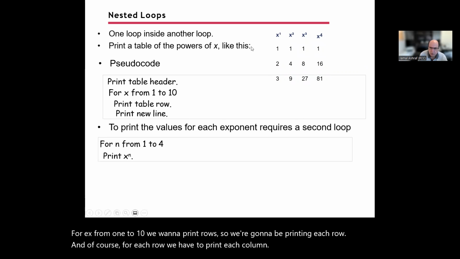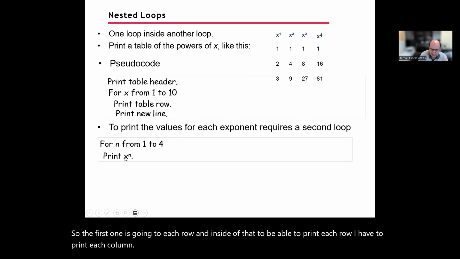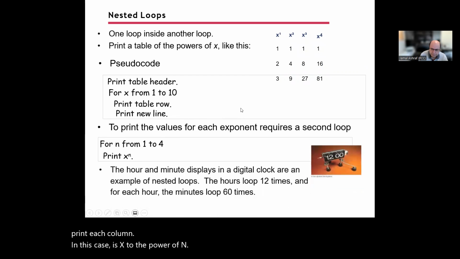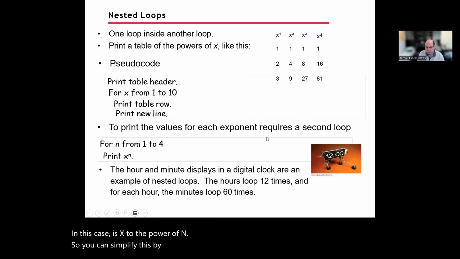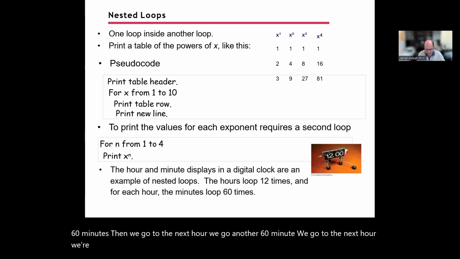So the first one is going to be each row, and inside of that, to be able to print each row, I have to print each column. In this case it is x to the power of n. So you can simplify this by thinking about the clock. For every hour in the clock, we go 60 minutes. Then we go to the next hour, we go another 60 minutes. We go to the next hour, we go another 60 minutes. So we have some loop inside another loop.